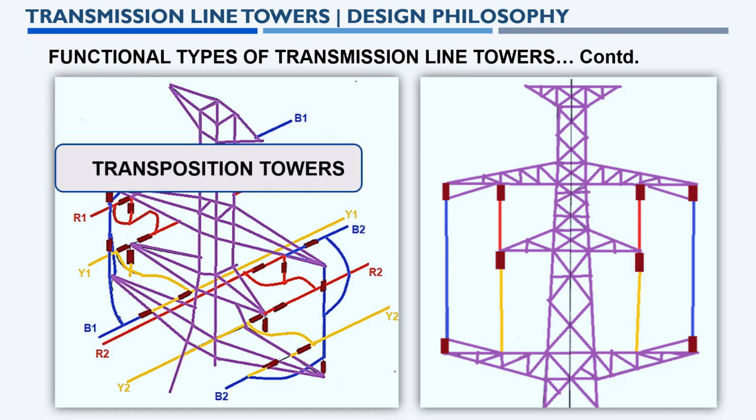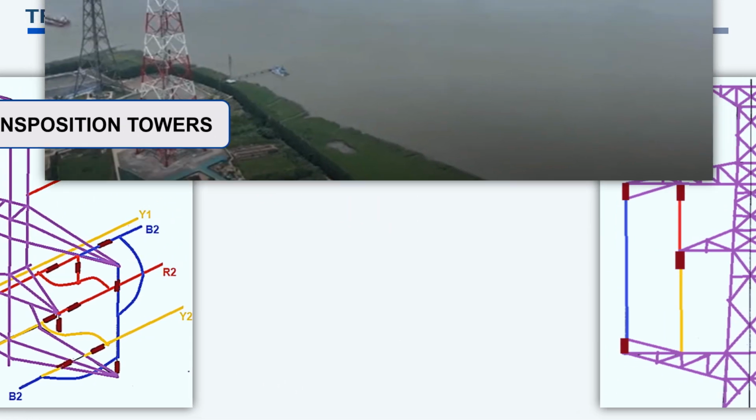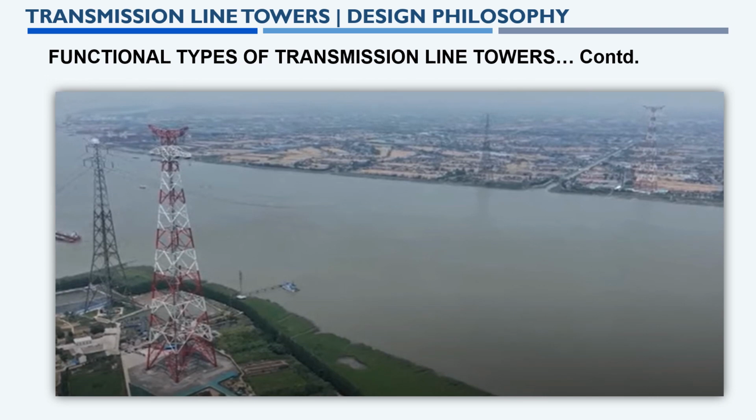So this is called transposition towers, and this is a special tower. Actually, this tower is in the proposal. This is to be constructed in China. It is a 500 kV line. The tower height is 385 meters tall, having a 75 meter base.